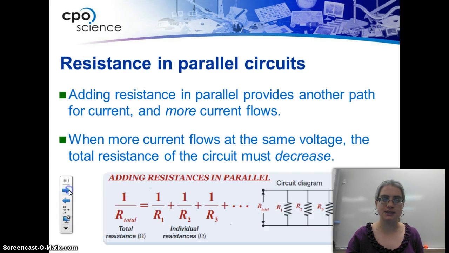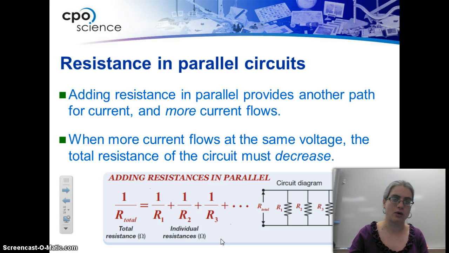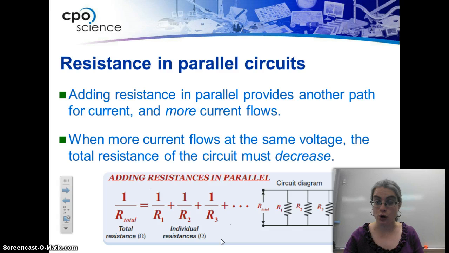Okay, so with resistance, adding resistance in parallel provides another path for current and more current flows. When more current flows at the same voltage, the total resistance of the circuit must decrease. So by splitting it up, you actually decrease the amount of resistance by an inverse relationship. So you have less resistance, which is helpful because that can allow a different amount of current to go through. You have the same amount of voltage.